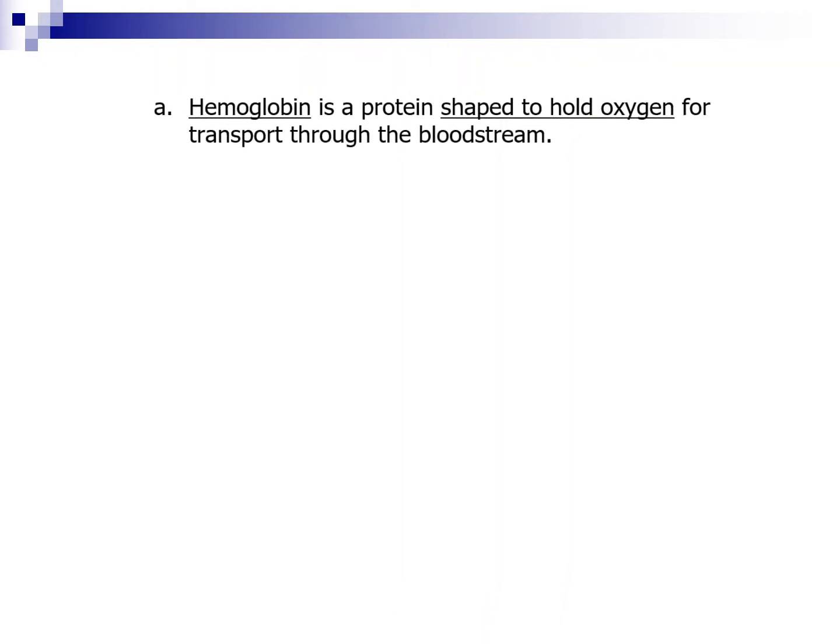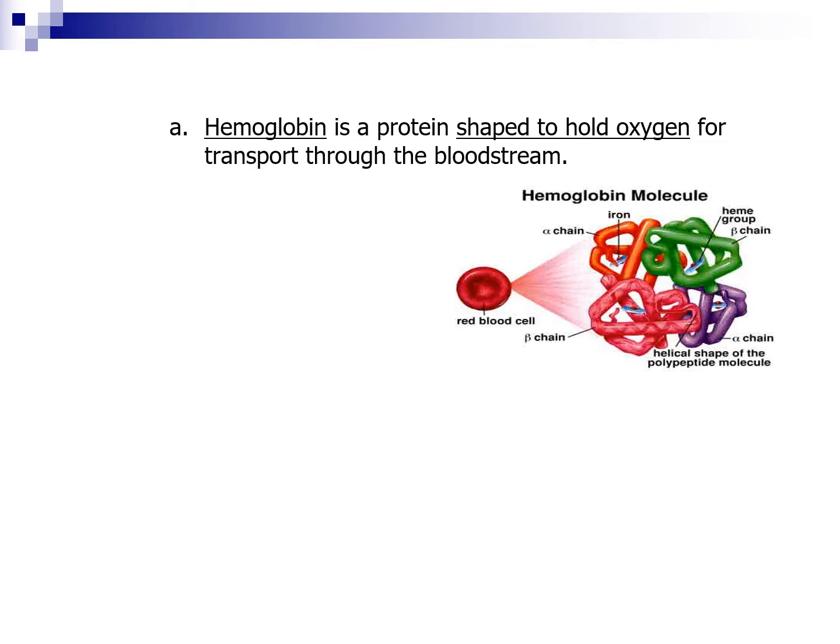So let's look at a particular protein. Let's look at hemoglobin. Hemoglobin is found in your red blood cells. It is shaped to hold oxygen. It's actually made up of 4 different proteins that come together to make this shape, and in the middle is an iron group that can work with oxygen. By bonding to the oxygen, it can carry oxygen throughout your body.